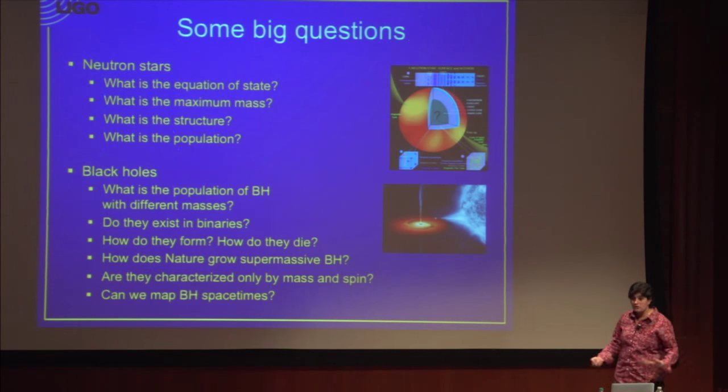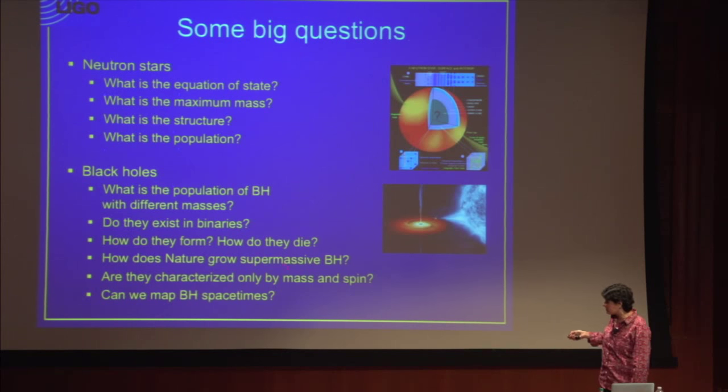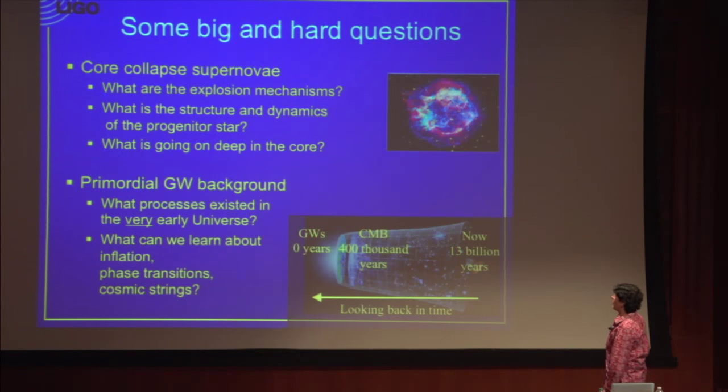How does nature grow a supermassive black hole? Are these characterized by mass and spin only? Do they have hair? Can we map black hole spacetimes, which comes right back to the question of what does strong field gravity look like? And so these are some of the questions that can be asked using gravitational radiation from such sources. And again, Avi will talk a great deal about black holes tomorrow, so stay tuned for that part.